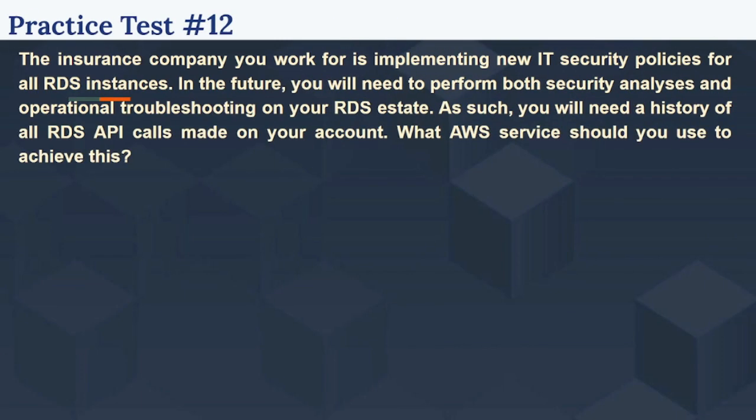So the 12th question is. The insurance company you work for is implementing new IT security policies for all RDS instances. In the future, you will need to perform both security analysis and operational troubleshooting on your RDS estate. As such, you will need a history of all RDS API calls made on your account. What AWS service should you use to achieve this?